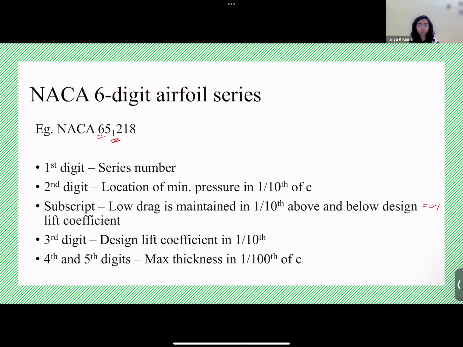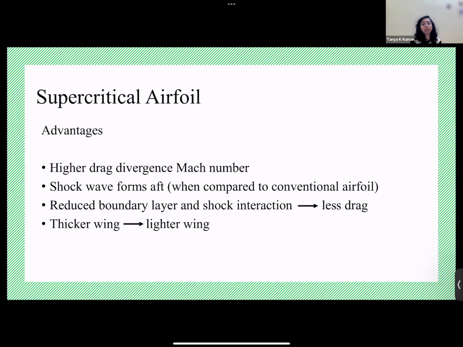Then the fourth and fifth digits, just like the previous two cases, give you the maximum thickness in 1/10 of C. Here it will be 0.18 C. Okay. These again just give you the values that we had found out. Now, what is a supercritical airfoil?